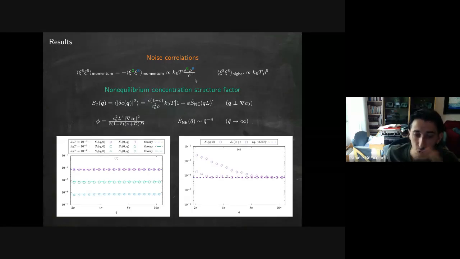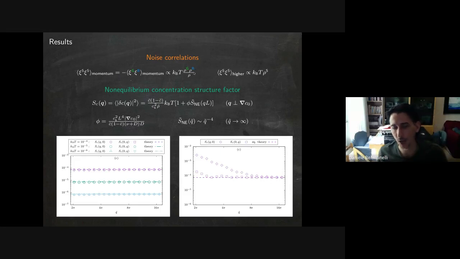However, in order to focus on the mode coupling effects, which are responsible for this behavior for the concentration structure factor, we mainly performed simulations by keeping the background concentration in the noise correlations equal to the reference values. I will turn back to this point later, which is an important point.